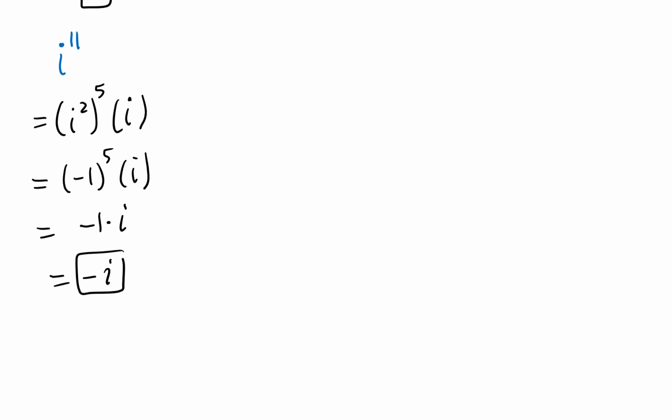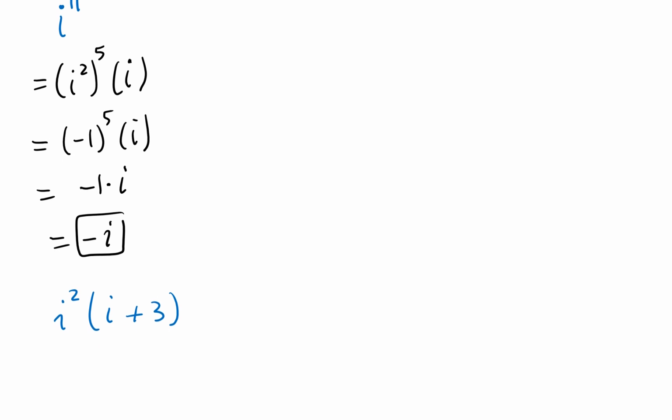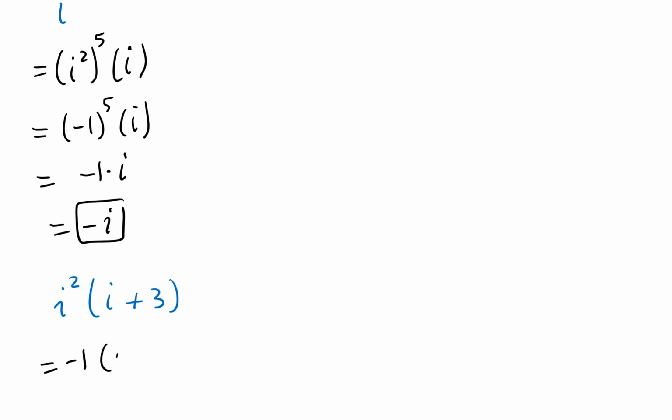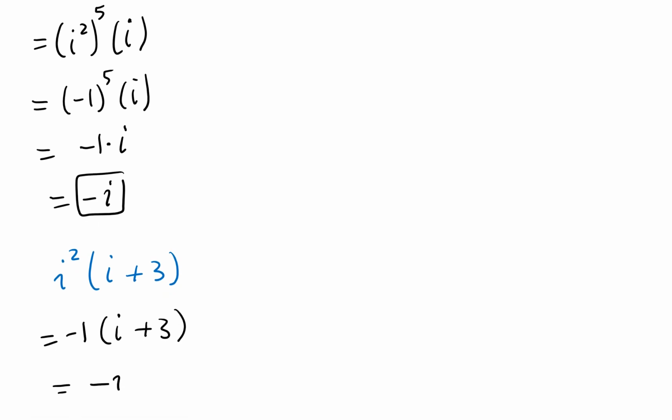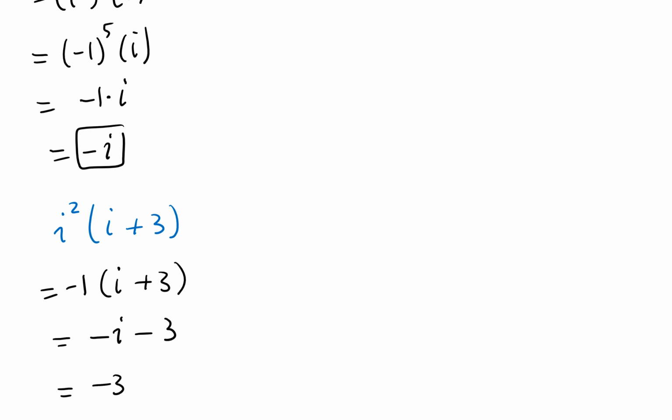But if we have something like this, let's say they ask us to multiply this out. The i squared here, the i squared is -1. Always replace it with -1. And then multiply the negative out: -i minus 3. But again, don't leave it like this. Rearrange it: -3 minus i, in standard form. It's always better to write in standard form.